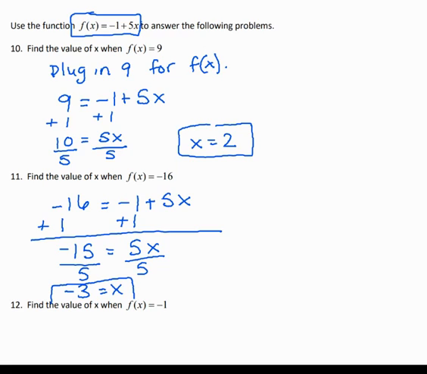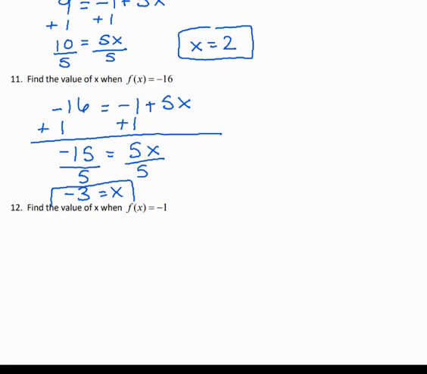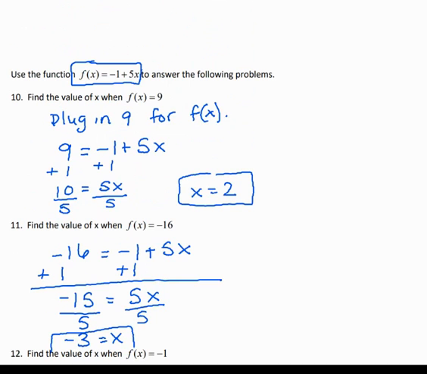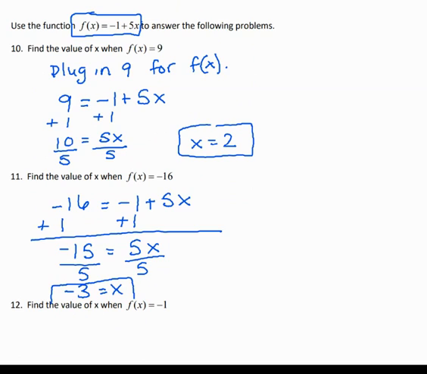Okay. Alrighty, and then number 12, we're going to do the same type of thing. Remember, we're using the equation at the very top, which is f of x equals negative 1 plus 5x. So I'm putting in negative 1 for f of x, and then we have the negative 1 plus 5x. Now I'm going to scroll down.